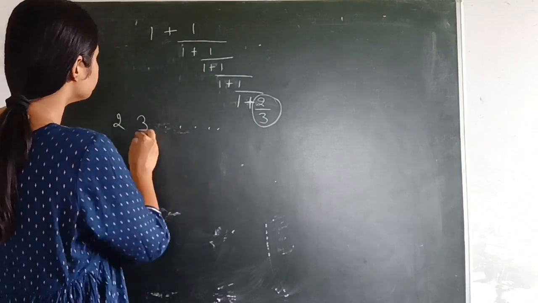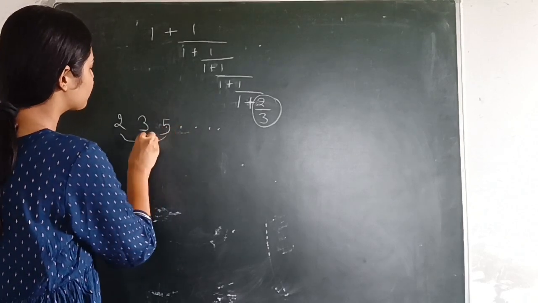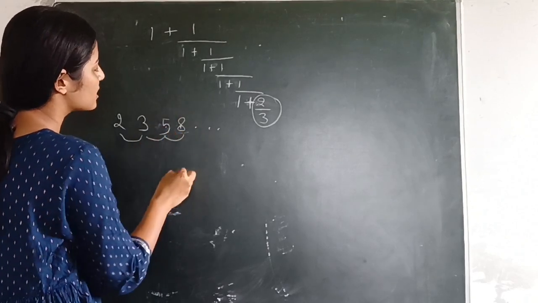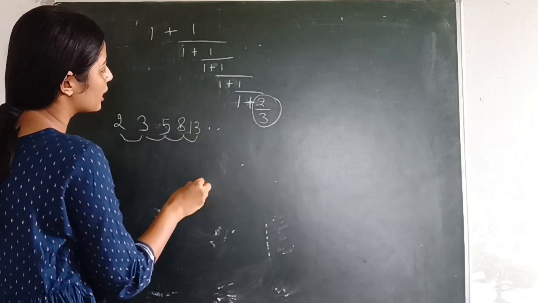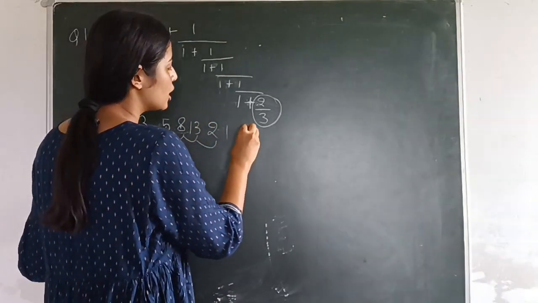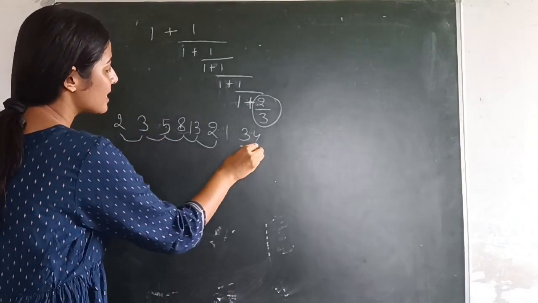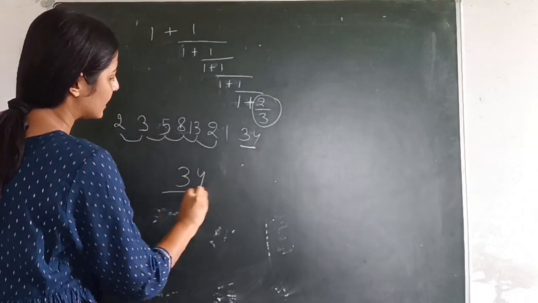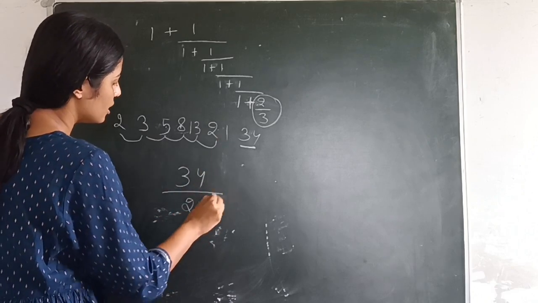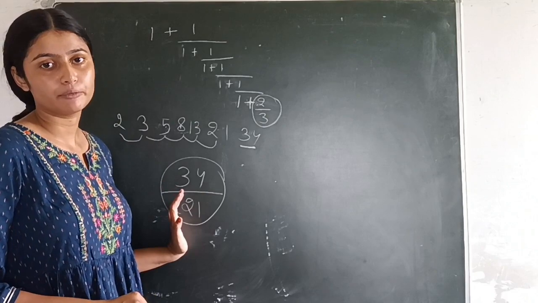So what we will do, 3 plus 2 is 5. 5 plus 3 is 8. 8 plus 5 is 13. 13 plus 8 is 21. And 21 plus 13 is 34. So the last number is 34 and the second last is 21. So our answer for this question will be 34 by 12.